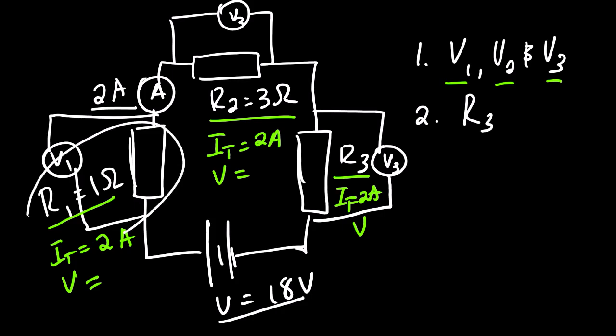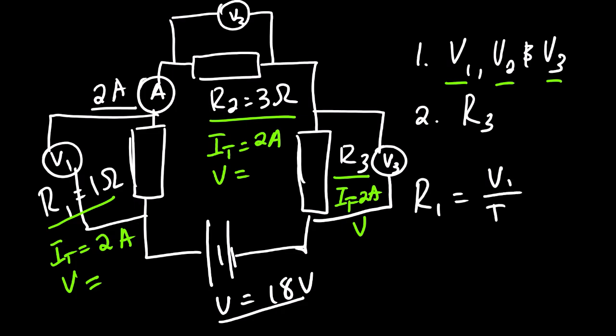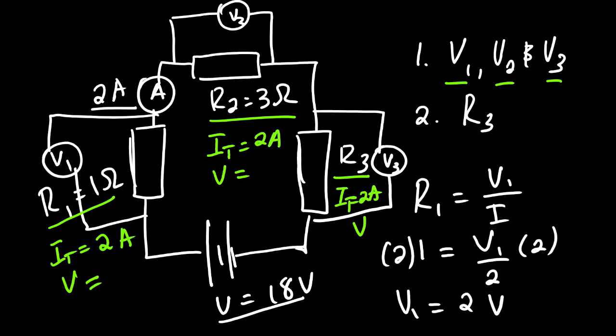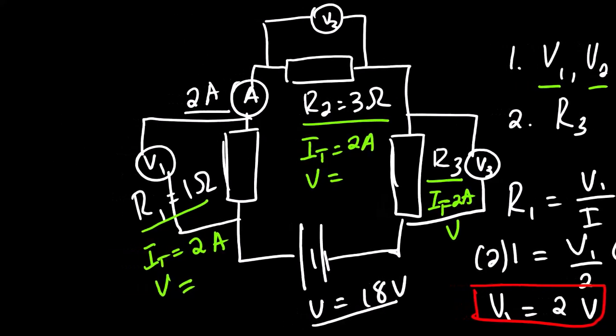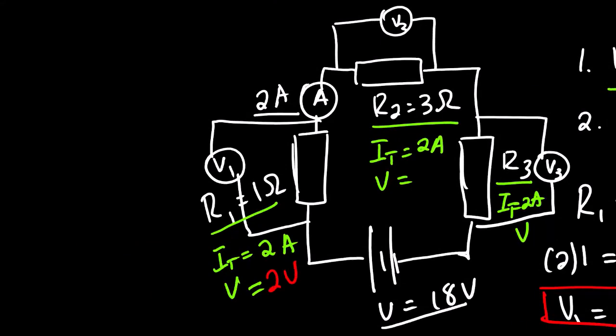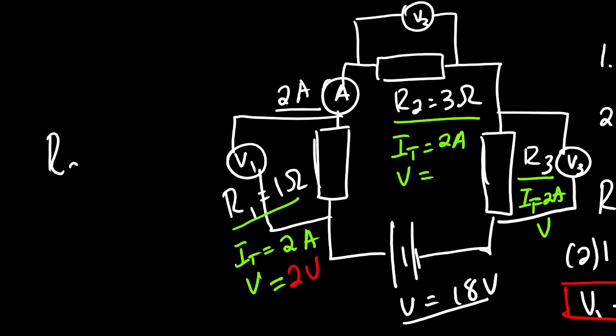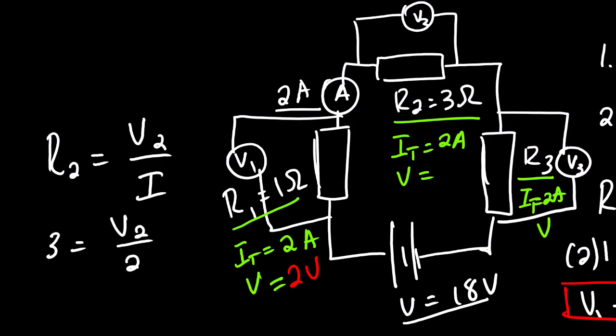Now looking at the first resistance, it's simple because we are given the current and the resistance, so we can simply apply Ohm's law: R is 1 equals to V1 over I, which is 2. We multiply both sides by 2, so V1 is equals to 2 volts. Going to the second one, we can apply the very same equation. V2 over I, our R is 3, and then we have V2 over current, which is still 2. Then we multiply both sides by 2. This will get rid of this. V2 is equals to 2 multiplied by 3, it's 6 volts.